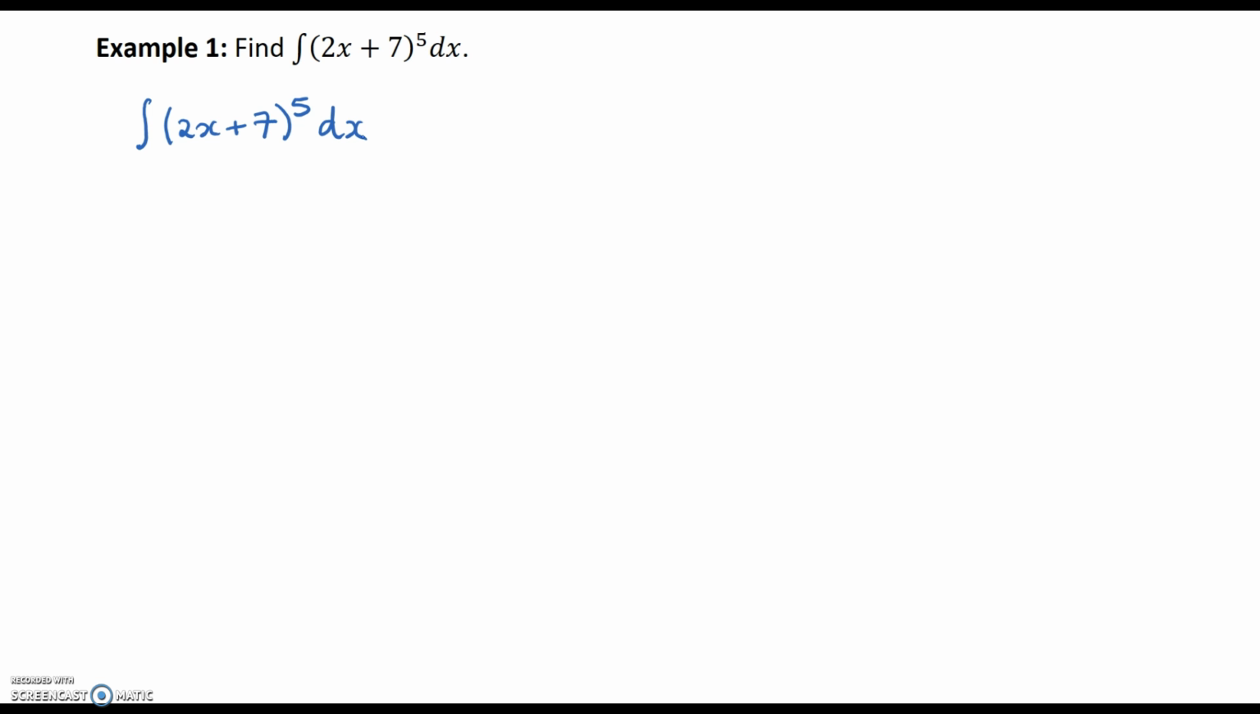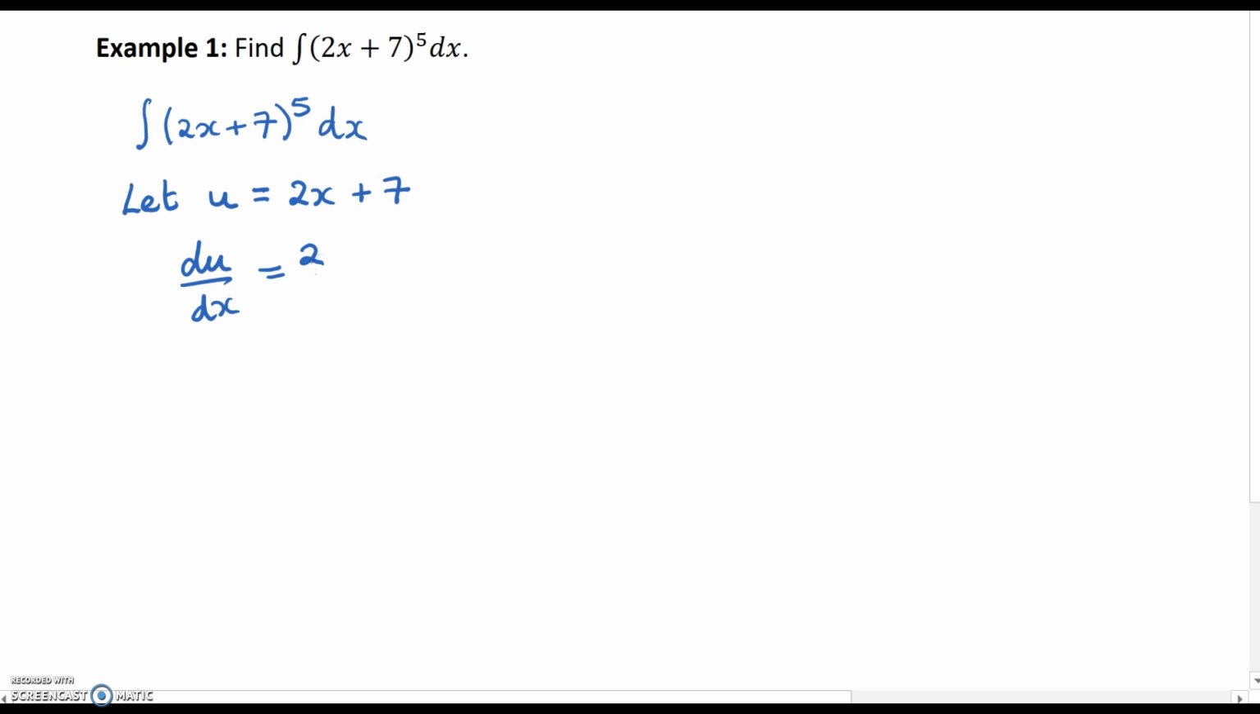What we're going to do is we are going to let u be equal to 2x plus 7. Okay, so u is going to be the piece inside parentheses. We're not going to include the power of 5. U is only equal to the piece that's inside the parentheses. Differentiate that with respect to x. So du dx is going to be equal to 2.